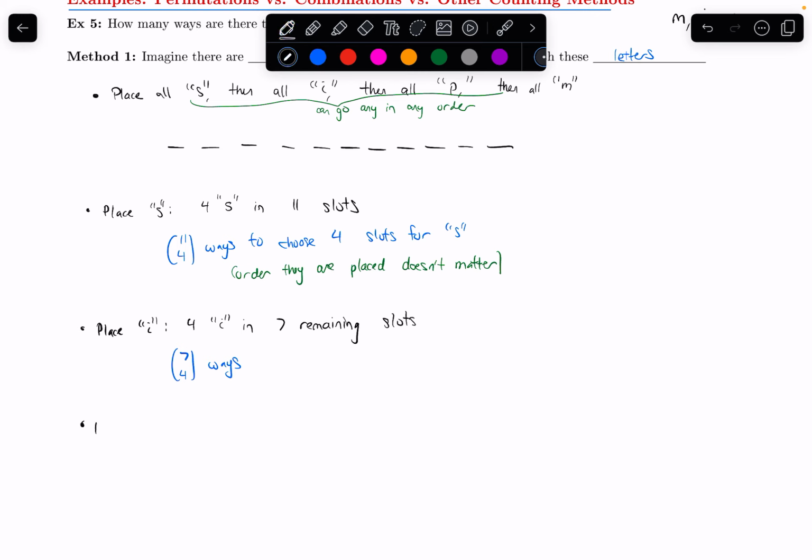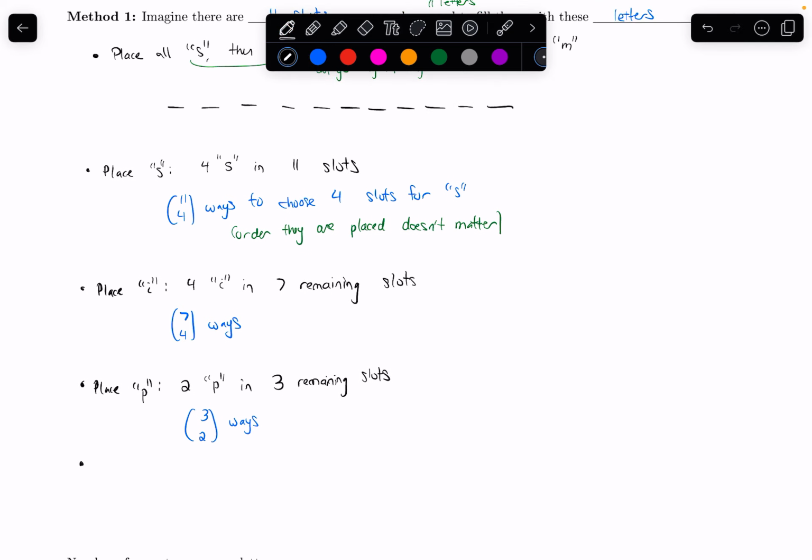All right, and then after that, let's pick the next letter. So maybe now I'll place the P's. For P's, there are 2 P's that can go in. Now there's 3 remaining slots. So we can do this in 3 choose 2 ways. I'm choosing 2 of the 3 slots in which I place the letter P.